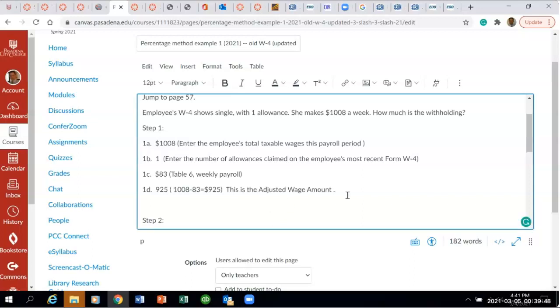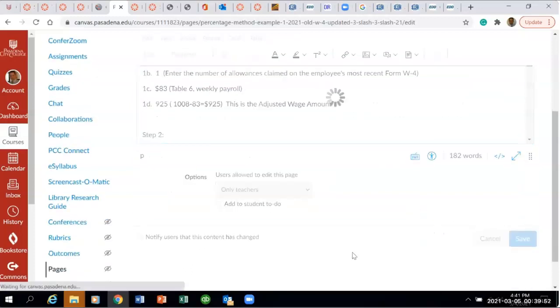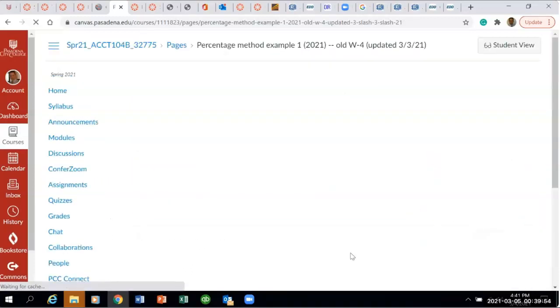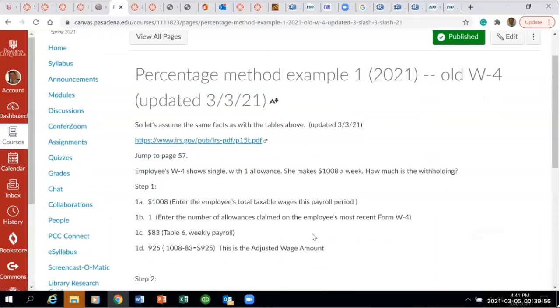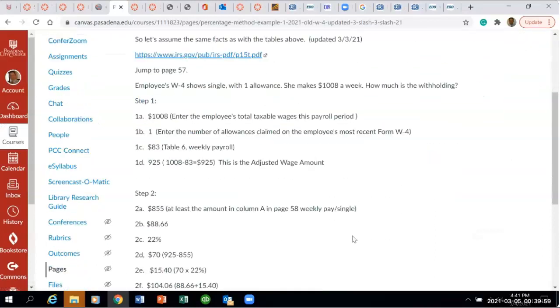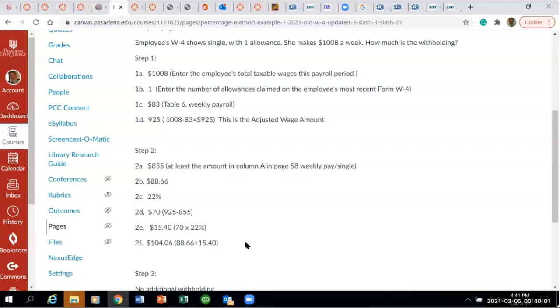That's the taxable amount. Okay, now we have the taxable amount. We go to step 2. And step 2 says at least the amount in column A. In column A, we have an at least amount and maximum amount, so we want the at least amount. In page 58, weekly, because it's a weekly payroll, weekly pay and single.